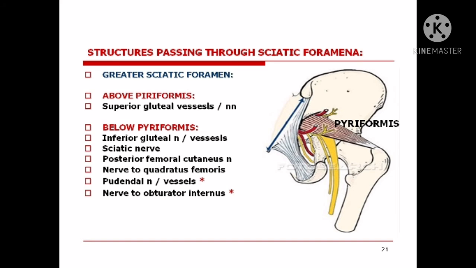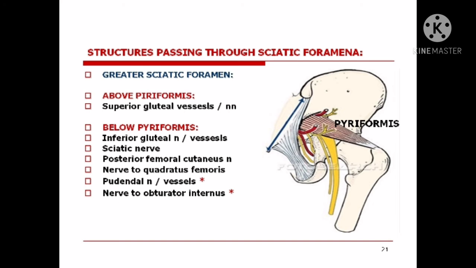Now these structures in passing through the greater sciatic foramen are divided into two: the structures above and the structures below the piriformis. The structures passing above the piriformis are the superior gluteal vessels, that is the artery and the vein, and the superior gluteal nerve. The structures passing below the piriformis are the inferior gluteal vessels and the inferior gluteal nerve. The sciatic nerve, the posterior femoral cutaneous nerve, and the nerve to quadratus femoris all pass through the greater sciatic foramen.